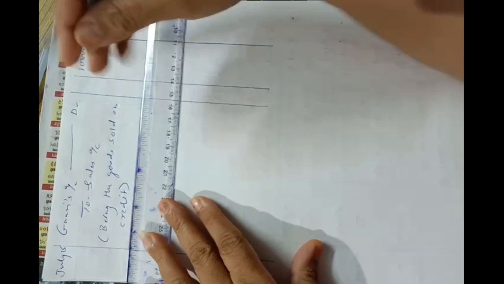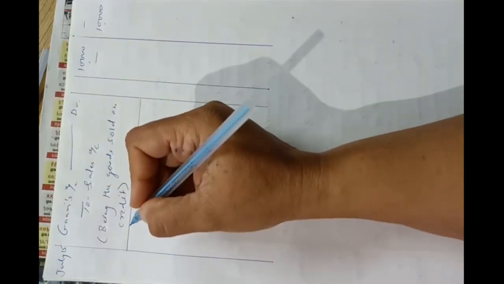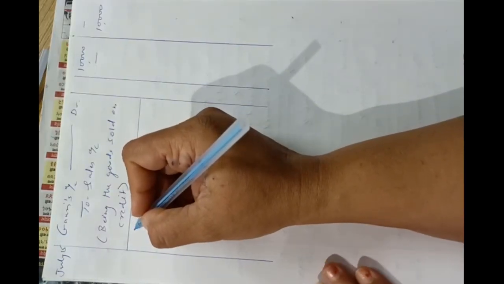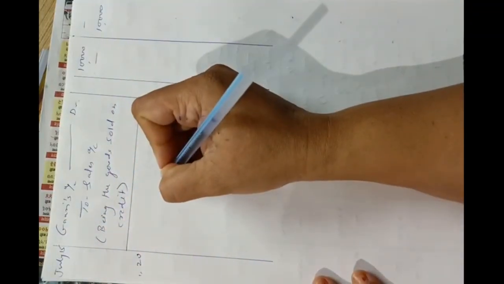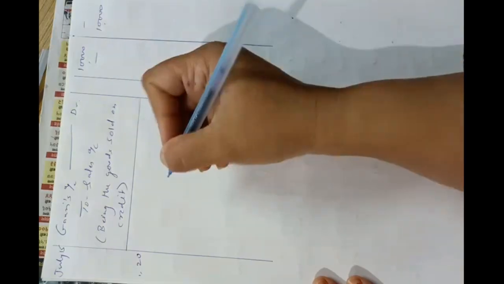This will be the narration. Only "being the goods sold" is also sufficient. "Goods sold on credit" is also sufficient. Okay. Narration should be the description of the transaction. July 20th. On 20th July, they have received from Gauri the amount due, that is rupees 10,000, obviously.